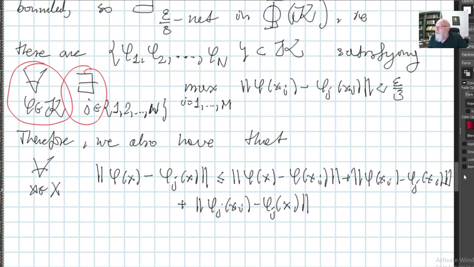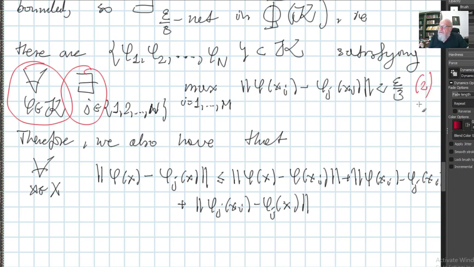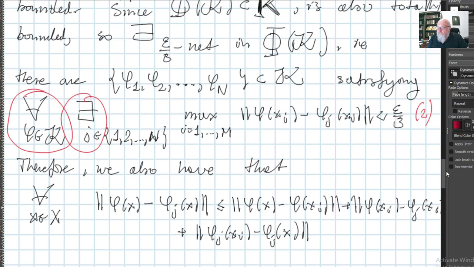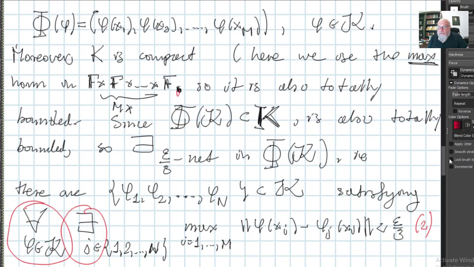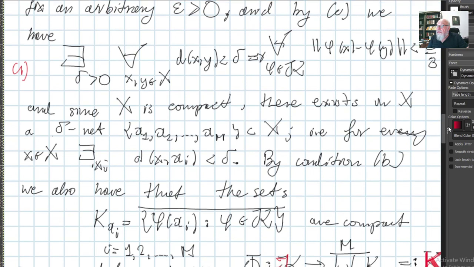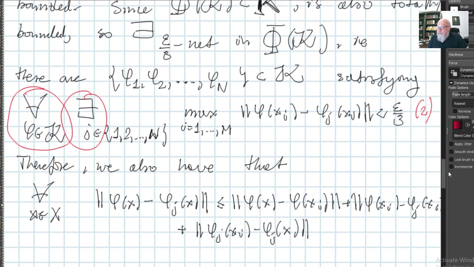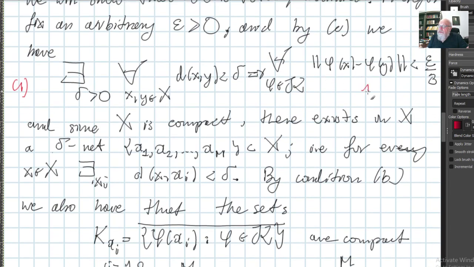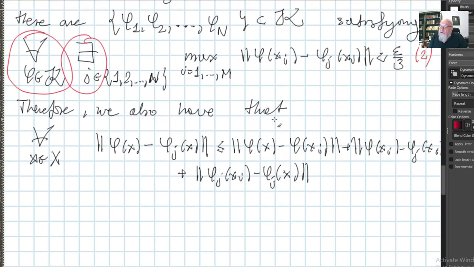So you have here condition 2, and you can see that condition 1 is this. In condition 1, if x and y are close enough, I have that the distance between x and x_i we can assume is smaller than delta. So for every x there exists an i such that the distance is smaller than delta. Then of course that expression is smaller than epsilon over 3, by condition 1.